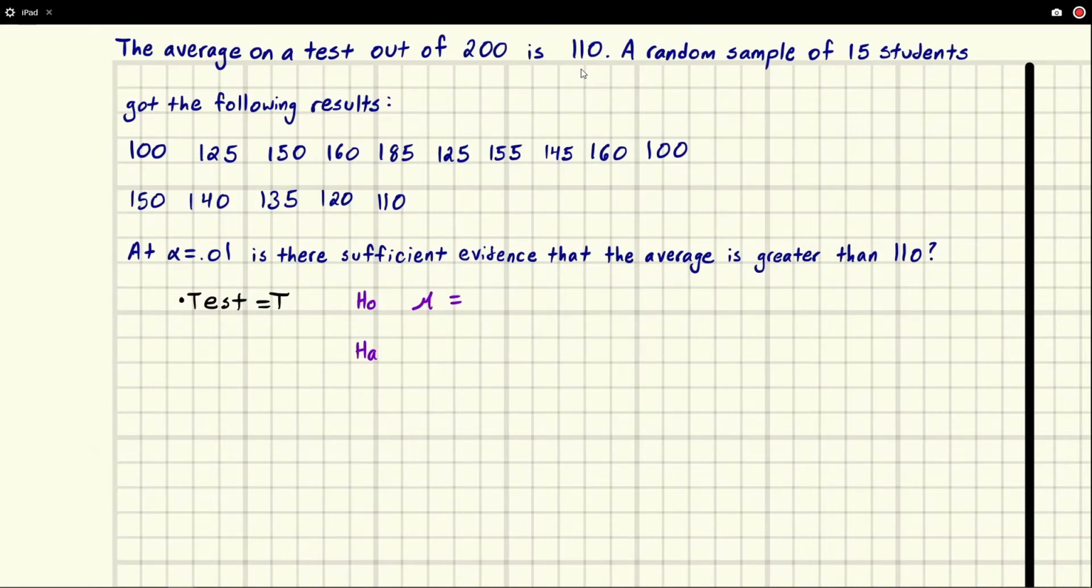I'm thinking of the calculator. They like to use mu naught. I'll do this in black too. This is 110. So that's going to be our null hypothesis.